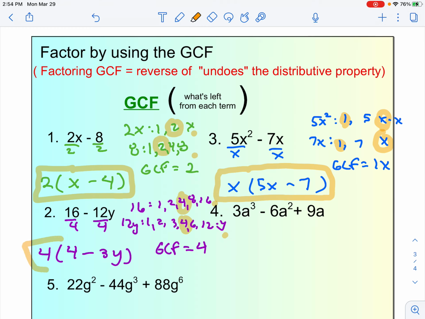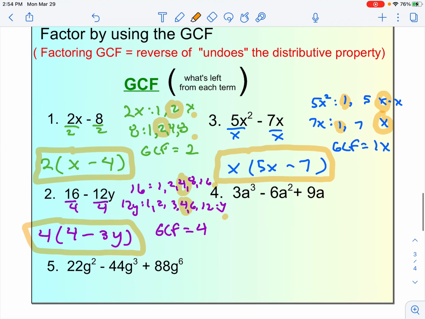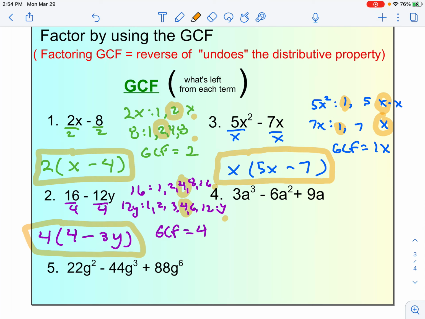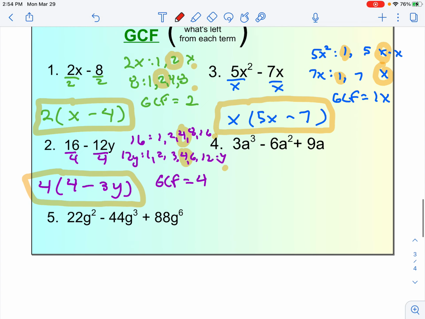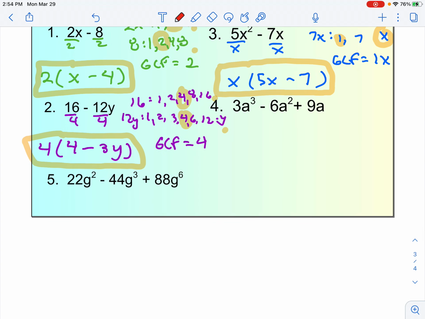And of course, they get a little bit more complex when you have 2 or 3 terms. So I'm going to have you try number 4 on your own, but actually I'll do number 5 with you first, and then we'll have you backtrack and do number 4. Number 5 is maybe a little bit trickier, it's just bigger numbers. So what I have here is I am looking for the greatest common factor of 22g squared, 44g to the third, and 88g to the 6th.